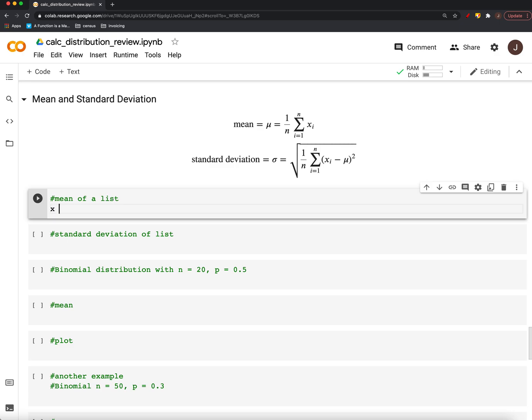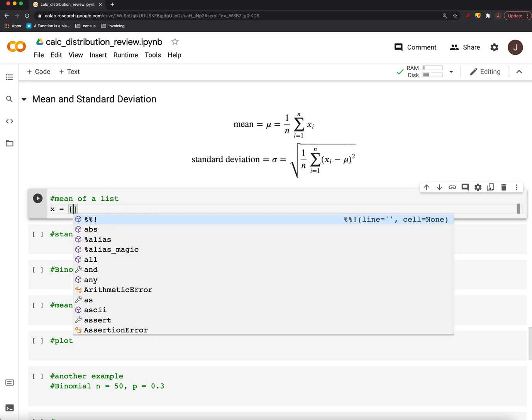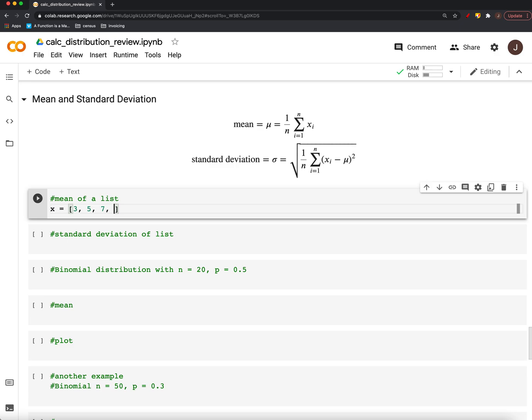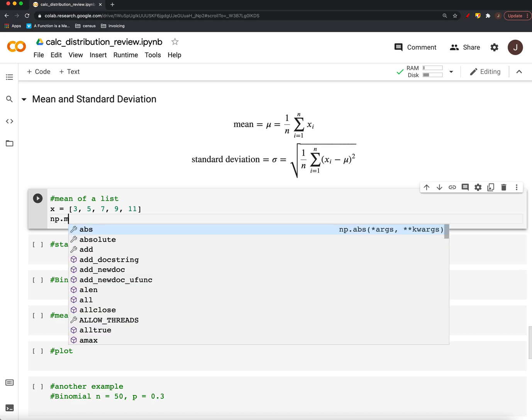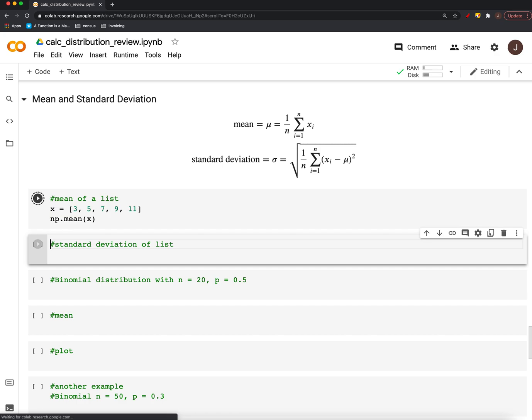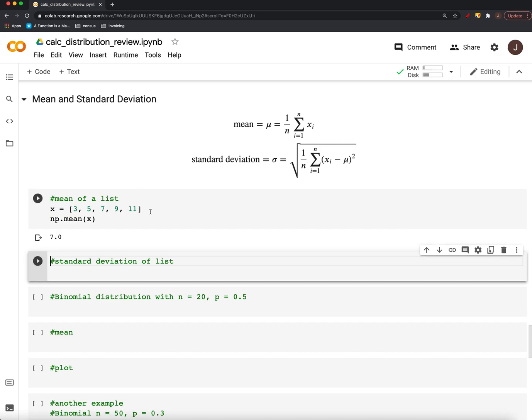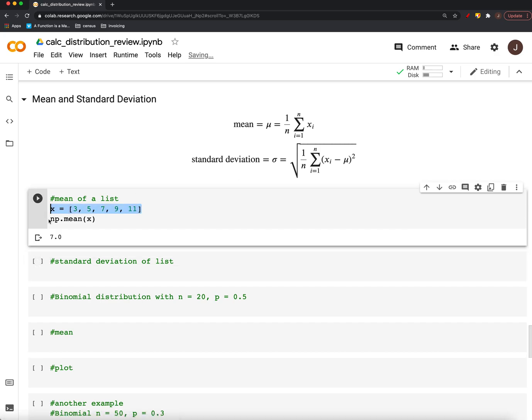So we may have a list like X, 3, 5, 7, 9, 11 or something. And if we want to find the mean of that, we can use NumPy and the mean function, and it will tell us. So the mean of this list is 7.